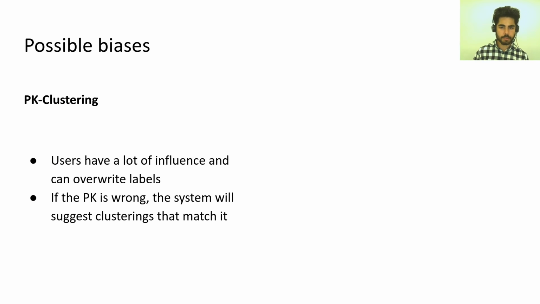Let's review possible biases during clustering. In PK clustering, users have a lot of influence on the results and can override labels when they know the labels are wrong, based on other data they have analyzed. Our users ask to be able to do that, but it could introduce some bias as well. Moreover, if the prior knowledge is wrong, the system will try to follow the hypothesis given by the user. However, users will also see that alternative results are possible.